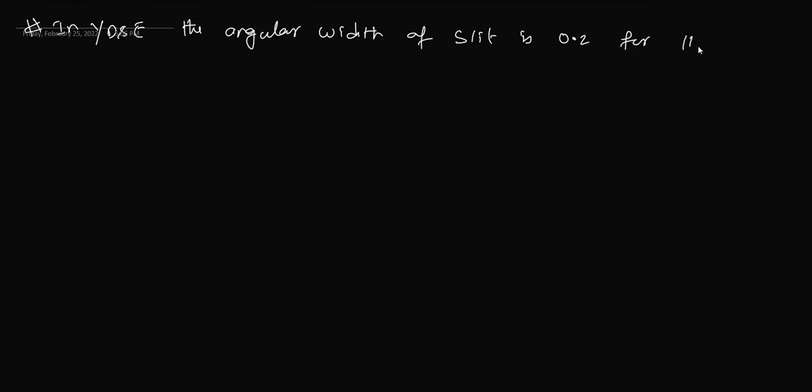So what they're asking means: in YDSE, the angular width of the slit is 0.2 for the sodium light of lambda equal to 5890 angstrom. Sodium light means yellow color light generally.